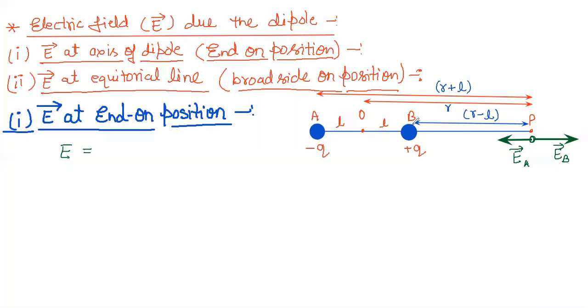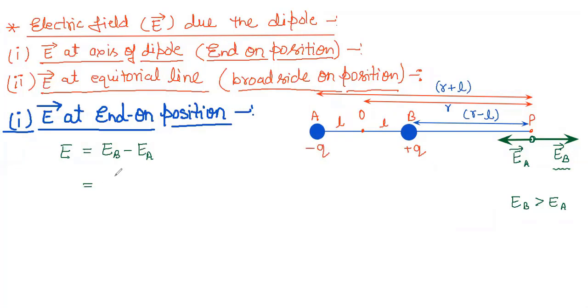And you can see the EB will be greater. Why? Because it is nearer to the point P. So the difference will be EB minus EA. This will give the magnitude, and the direction will be along the greater force. Obviously, here EB is greater than EA. Why? Because EB is nearer to the point P.